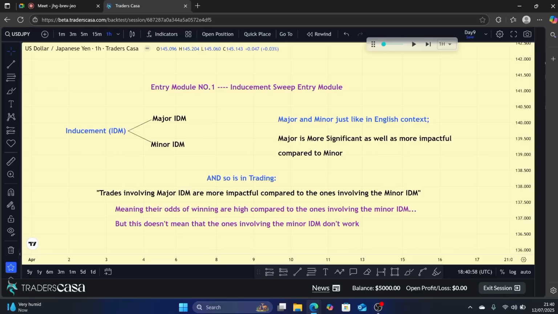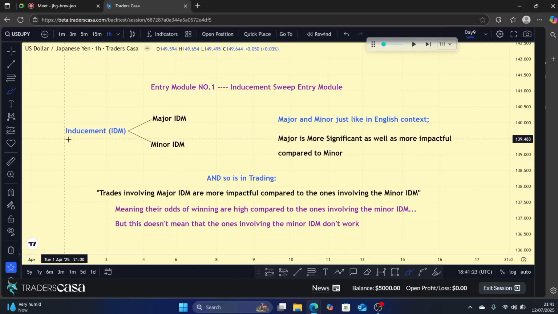There will be another part where we'll be talking more about lower time frame execution, but now I will only be doing the direct entry based on the same time frame, right? So right here, as you can see, the heading: entry module number 1, inducement sweep entry module.